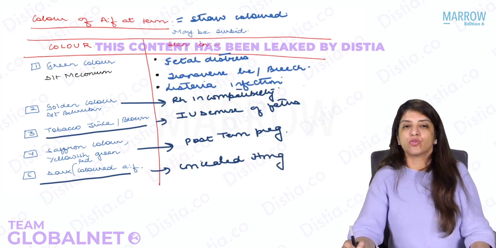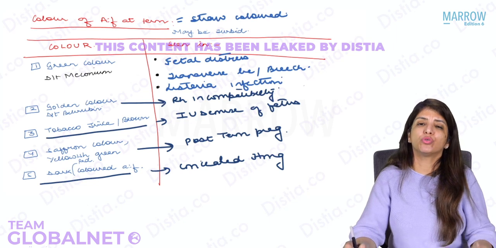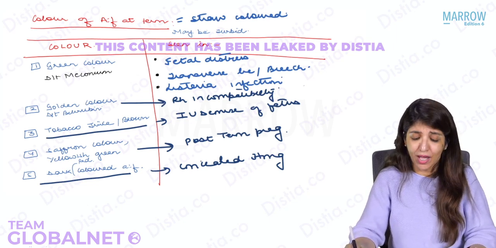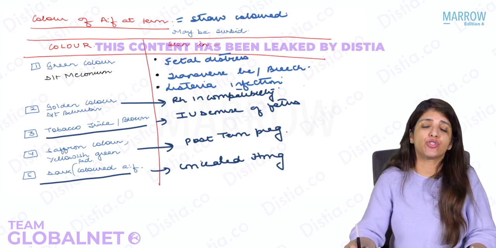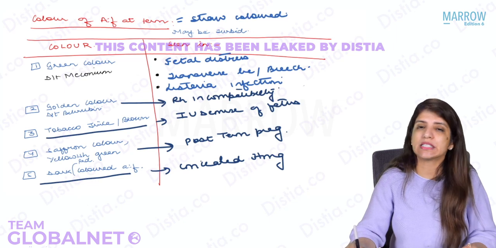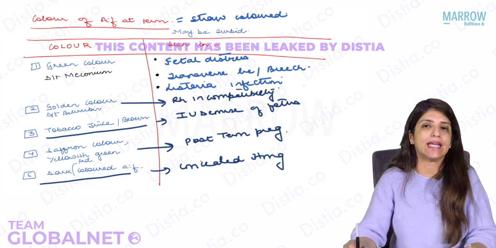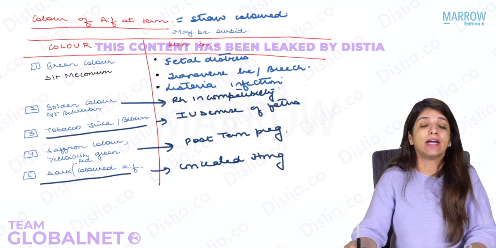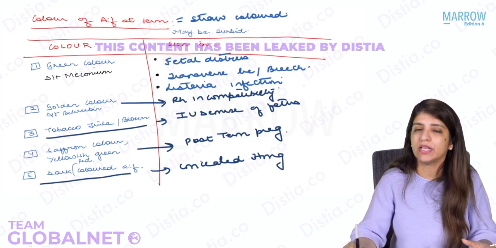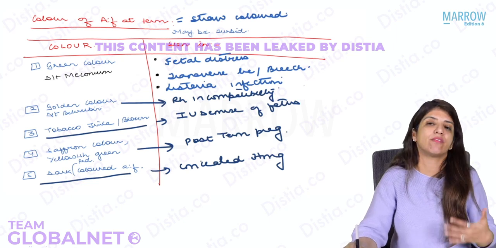Concealed hemorrhage. So I'm just repeating this table for all those who cannot see, and later on you are going to write a comment that ma'am, your handwriting was very small. Green colored amniotic fluid is due to meconium, which is because of the presence of the pigment biliverdin. It is seen in case of fetal distress, in transverse lie and breech, and in case of listeria infection. Golden color, which is due to the presence of bilirubin, is seen whenever the fetus has jaundice, and fetal jaundice is seen in RH incompatibility.